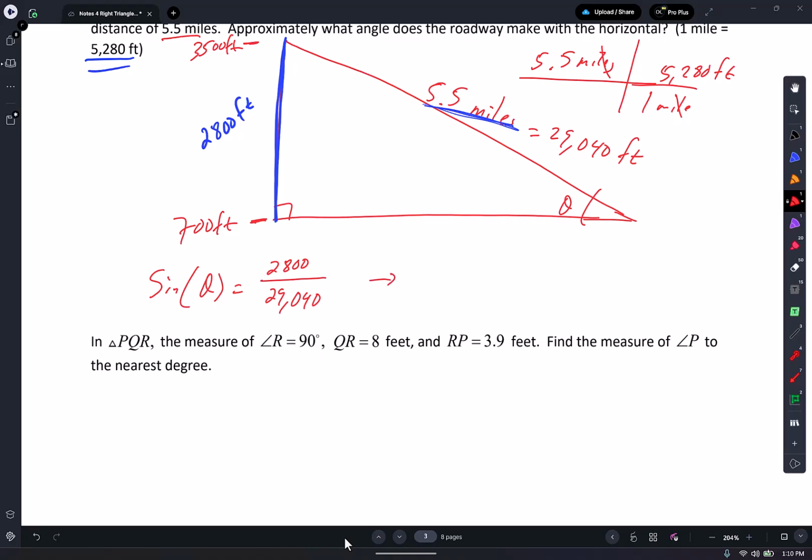So here we go. I'm going to put an arrow. I'm going to write inverse sine. Okay. I'm going to write theta because that's the one on the left-hand side. Theta equals inverse sine of 2,800 over 29,040.